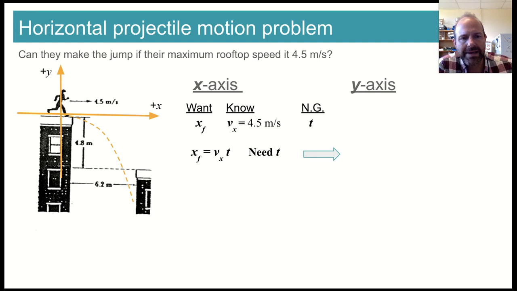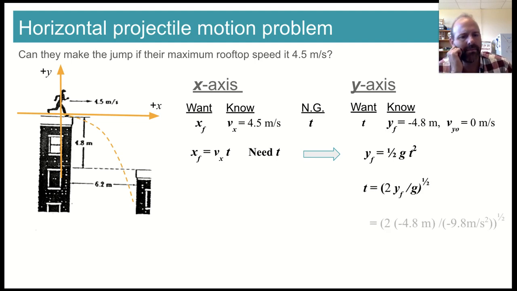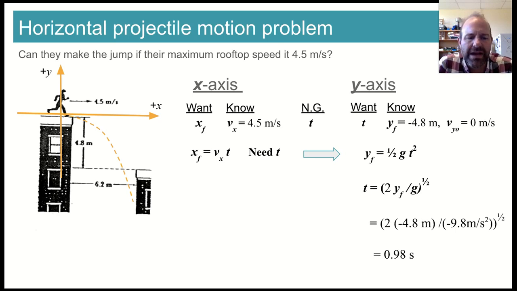So we go over to the y-axis, and we start with what we want and what we know. Well, we want the time. We know the y final. We know the initial y velocity. Also can call the initial position 0. And we can use y final equals 1/2 gt squared, solve it for time, plug in our values with units, and we get about 0.98 seconds, about a second. We would have gotten close to one regardless of how we did it.